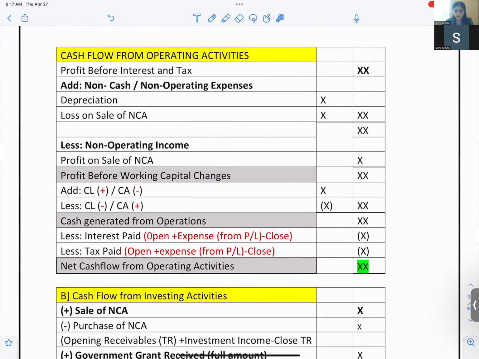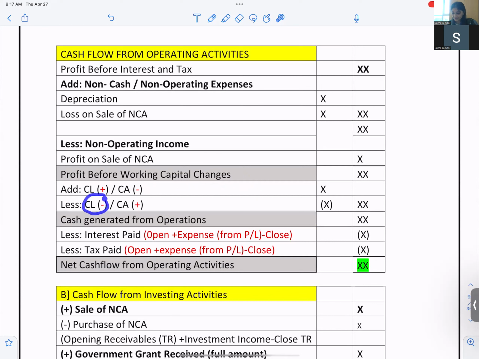After you get the profit before changes in working capital, you will do the changes in working capital. That means if your current liabilities increase, you will add. If your current assets decrease, you will add. And you will do the reverse. If your current liability is decreasing or current asset is increasing, you are going to subtract.